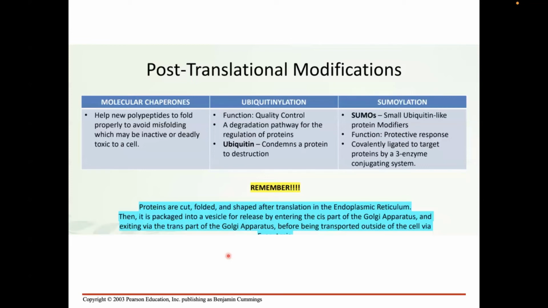acid sequence natin. And then the sumoylation, the small ubiquitin-like protein modifiers, it functions as a protective response. And then it is covalently ligated to target proteins by a 3-enzyme conjugating system. Please remember that proteins are cut, folded, and shaped after translation in the endoplasmic reticulum. So, dito na papasok yung endoplasmic reticulum natin. So, saan ba sila particularly located? Sa Golgi, saan ba sila located? Alam na po natin yan.